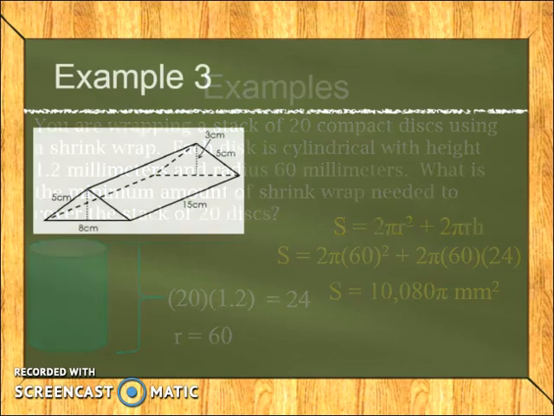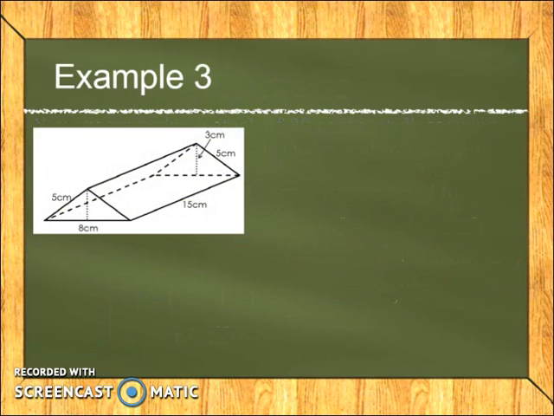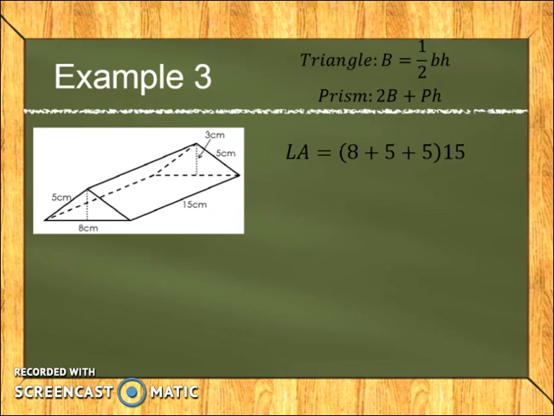Let's see a couple more examples to make this a little bit simpler. We know this is a prism. It's a triangular prism, so we're going to use the triangle formula for the area of the base. The lateral area is just the perimeter times the height. The perimeter of the triangle is 5 plus 5 plus 8. The height of the prism is 15 from triangle to triangle, so the lateral area is 270. If the question asks what's the lateral area, that's how we do it.